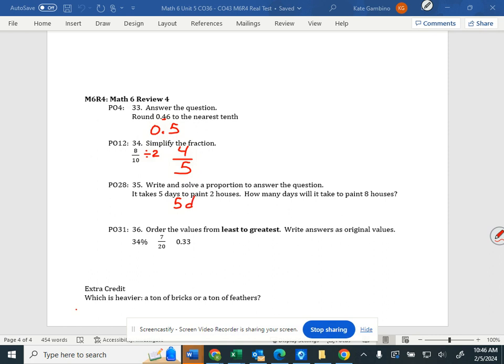It takes 5 days to paint 2 houses. How many days does it take to paint 8 houses? To go from 2 to 8, we multiply by 4. So 5 times 4 gives me 20 days. And putting our values in order, 0.33 is 33%. I want to have a denominator of 100. So multiplying by 5, so I can see my order.